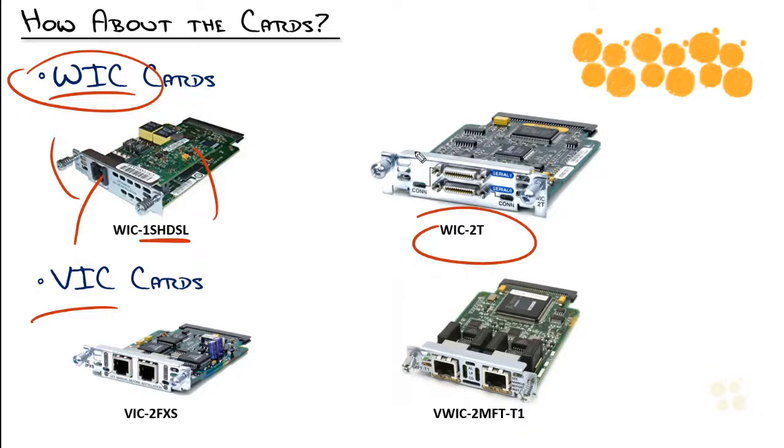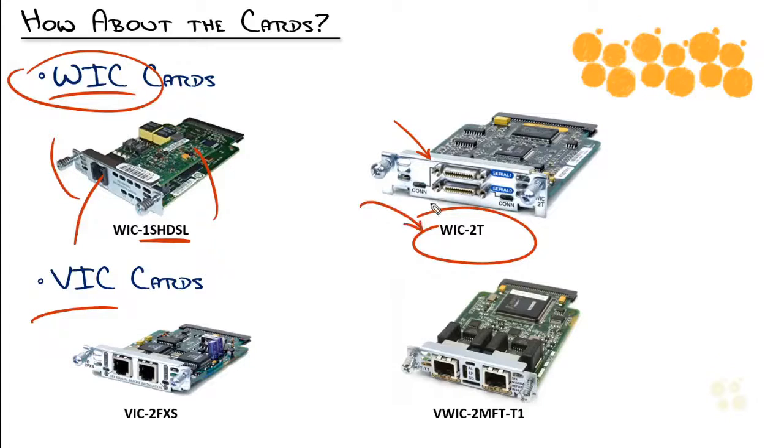Or this guy. This is a WIC2T. Super common in the old days when serial connections ruled the world. And there's still a lot of serial connections out there. These are what give you connections like frame relay, ATM, a lot of other direct point-to-point, like when somebody says, I've got a T1 line connecting these 2 sites. Typically, that's a serial connection.